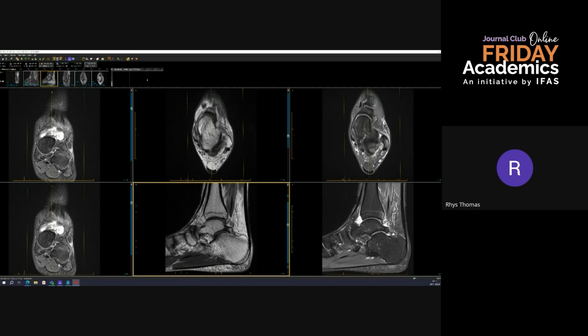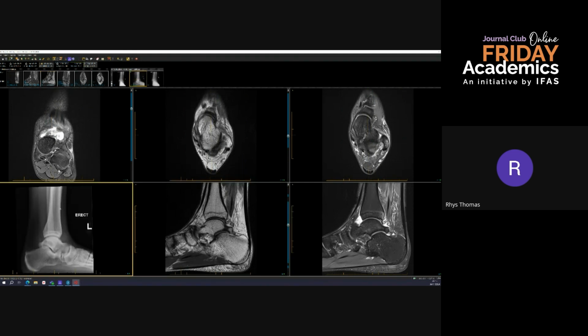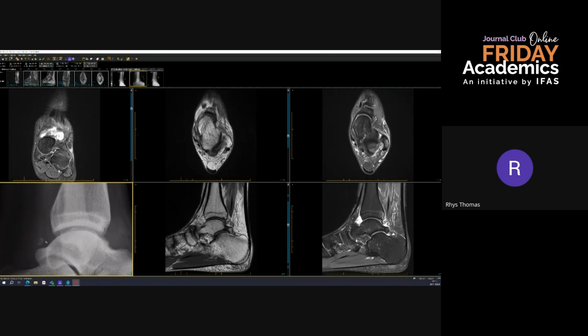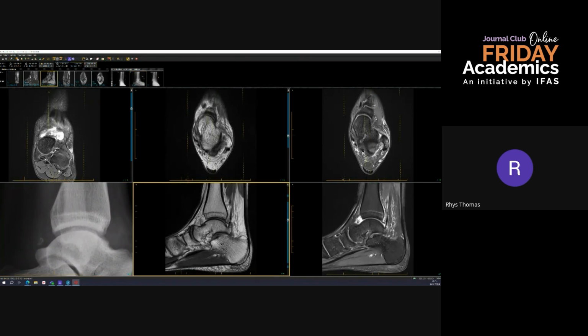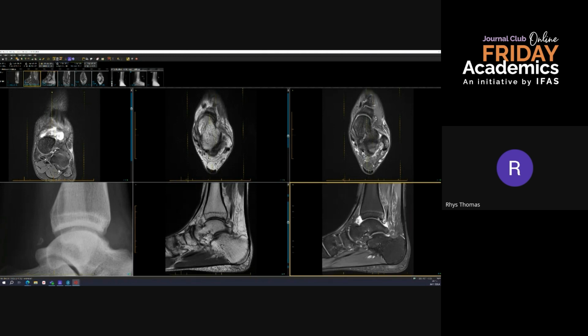There we go. So the other lesson is always look at your X-rays. We've got a clear abnormality on the X-ray, which is really subtle to see on the MRI unless you go looking for it, and then you can find the donor site, which is the posterior malleolus just here.